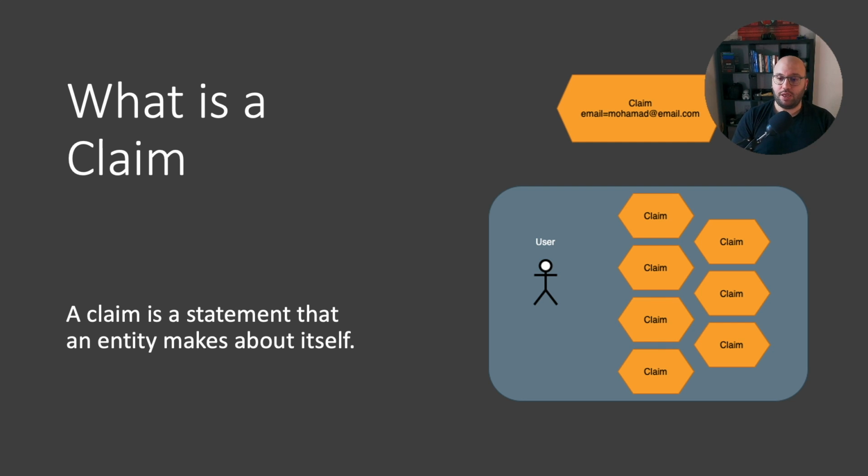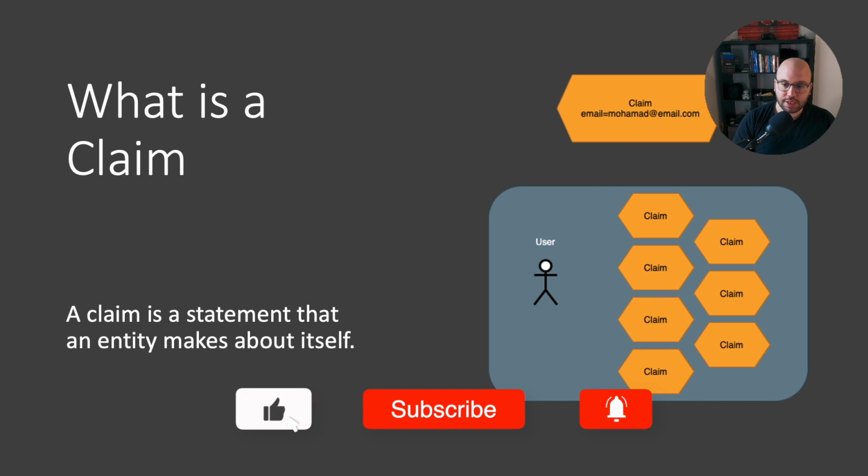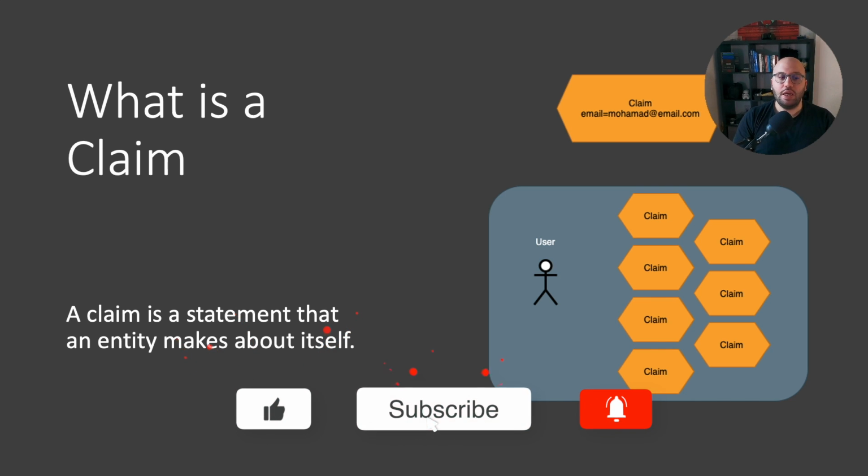In a real life scenario, for example, I can claim to be a programmer. That's one claim for me. I can claim my email address, which is mohamad@email.com. So these are my claims. There are many more claims than that, but these are the simple examples that I can provide.